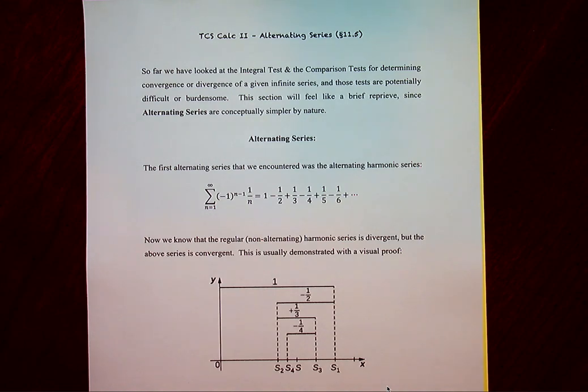This is alternating series, the test for convergence for alternating series, and a little bit of error calculation when you approximate an alternating series. So an alternating series is anything that goes positive, negative, positive, negative, positive, negative, positive, negative.